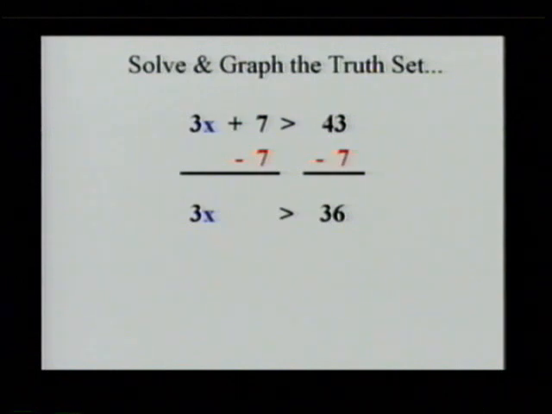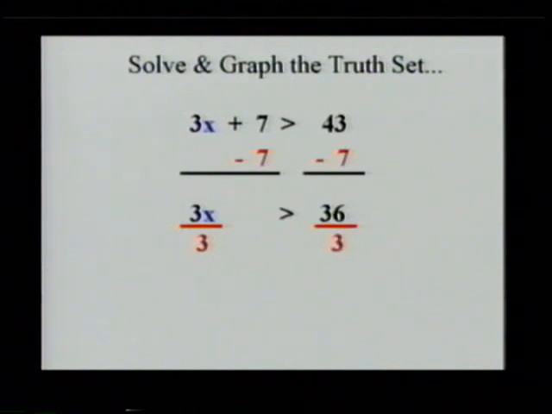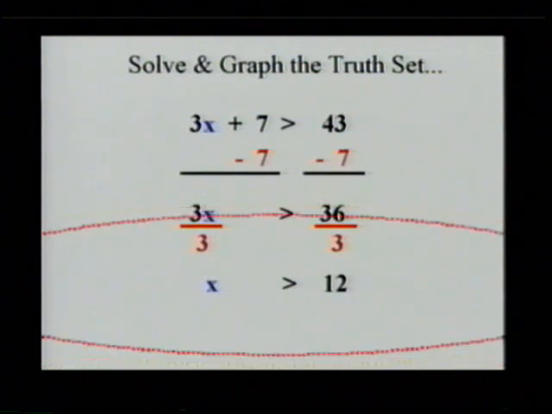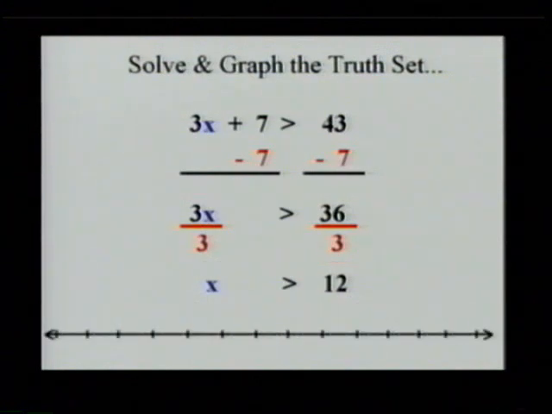Now, the 3 is multiplying, so I'll divide both sides by 3. And I get x is greater than 12. Remember how that would graph? I would put, in this case, a circle on 12 and go to the right. Bam!